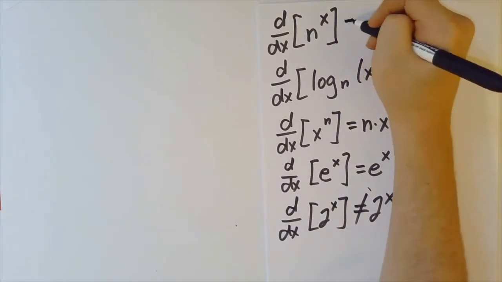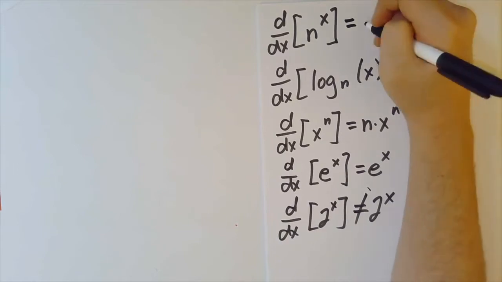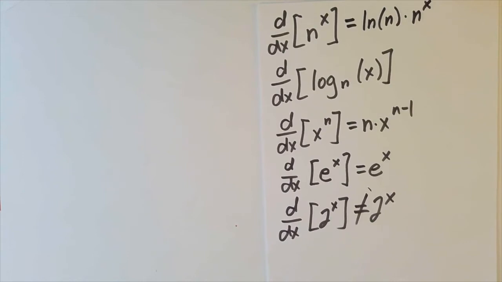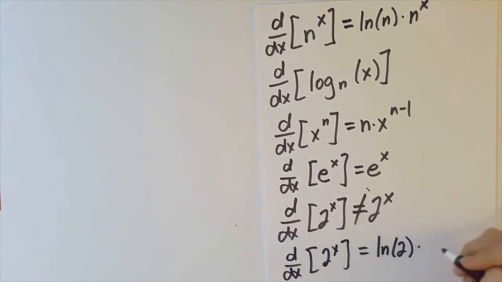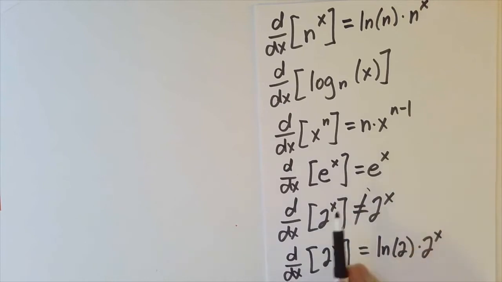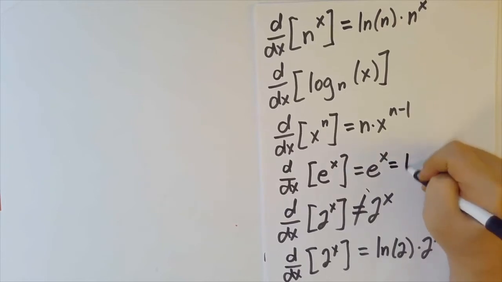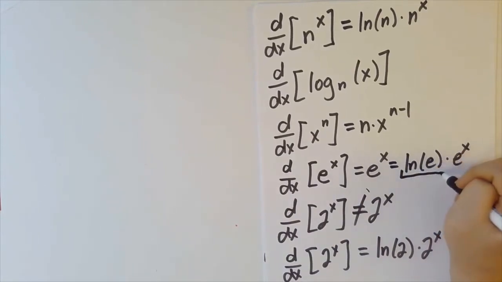But what is it if you actually take the derivative of n to the x? Then in fact the thing you get is the natural log of n times n to the x. So that means that the derivative of 2 to the x is actually the natural log of 2 times 2 to the x. Now, you might say, well, hey, what about e to the x? Well, the derivative of e to the x, that's also the natural log of e times e to the x. It just so happens that the natural log of e is 1, and so we get the same formula.